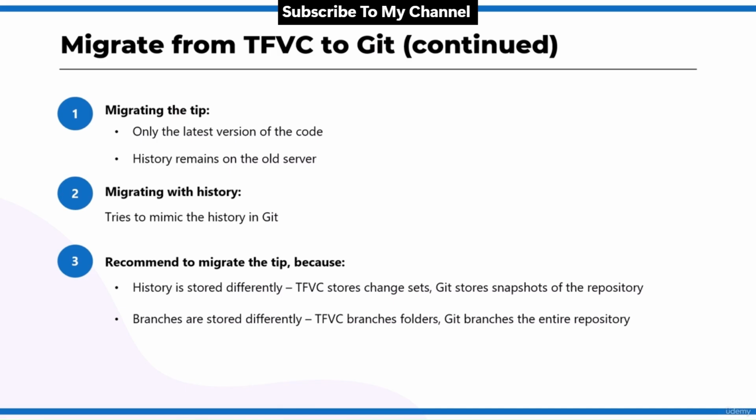Migrating with full history means you try to mimic the history in Git and make sure that it is stored inside. When we recommend migrating the tip, it's because history is stored differently. TFVC stores the change set, while Git stores the snapshot of the repository. So the way we store history in both is different, and that's the reason we advise that.